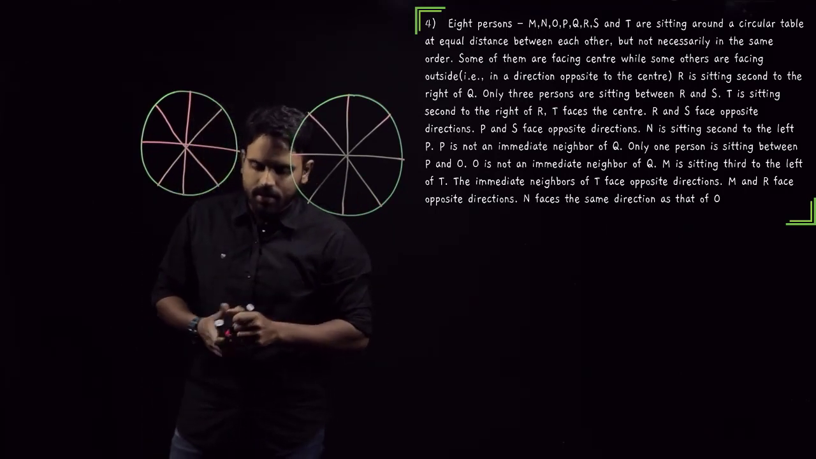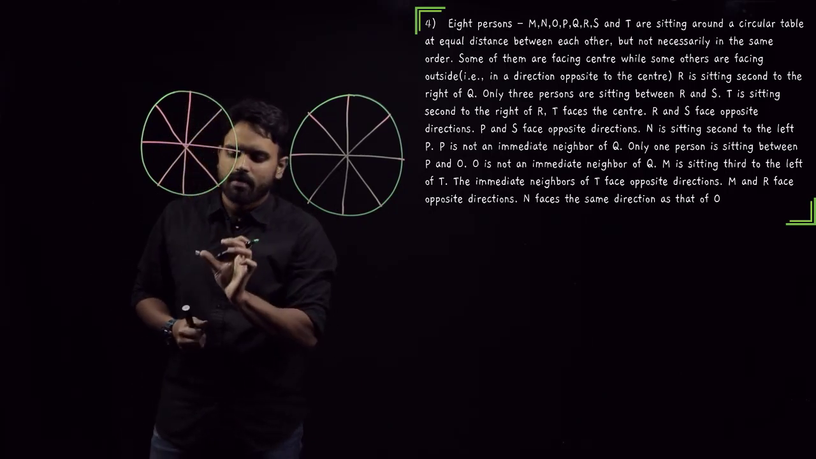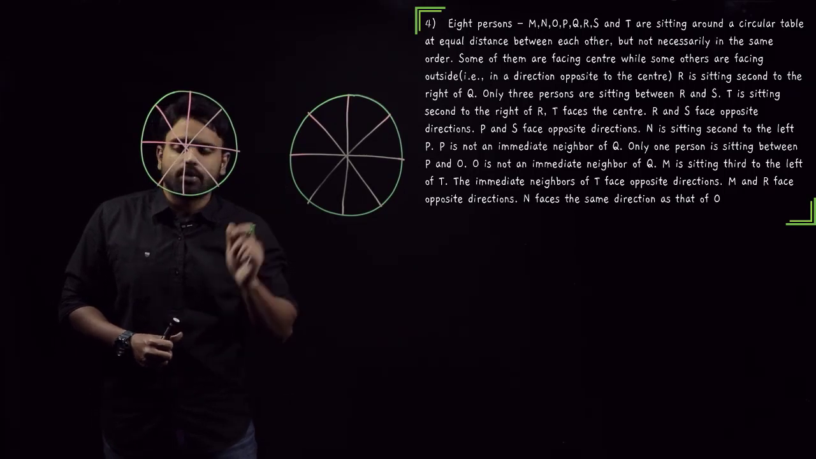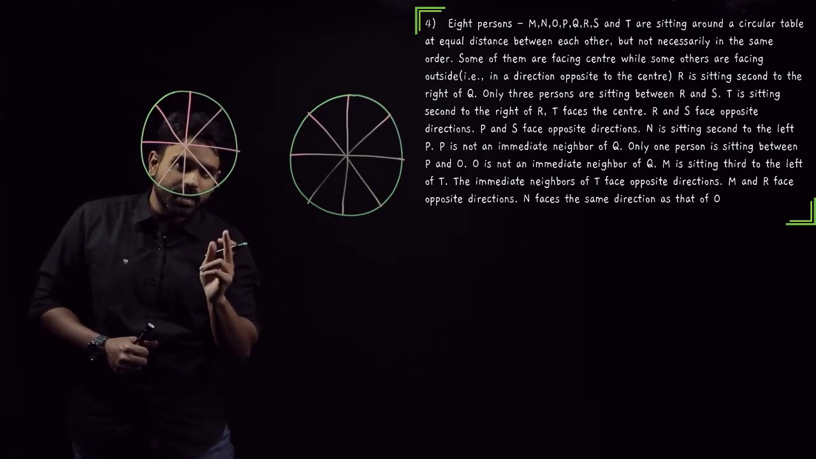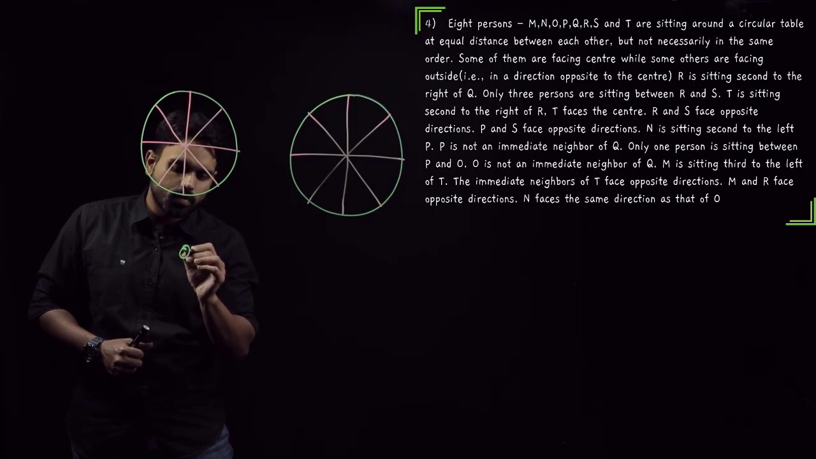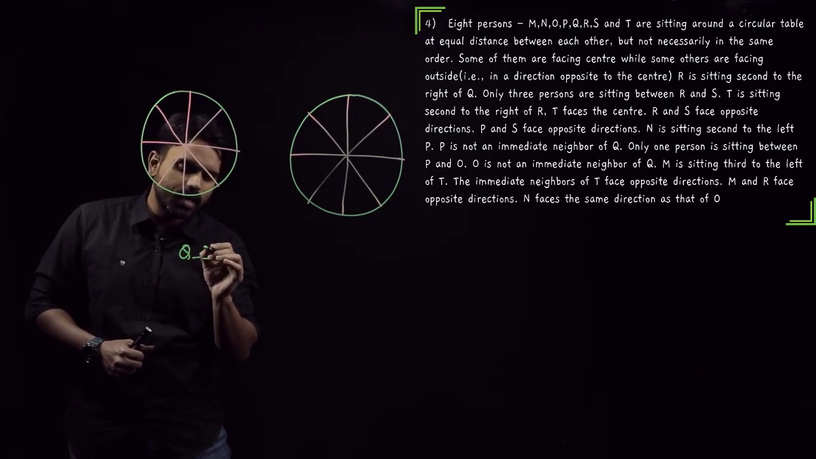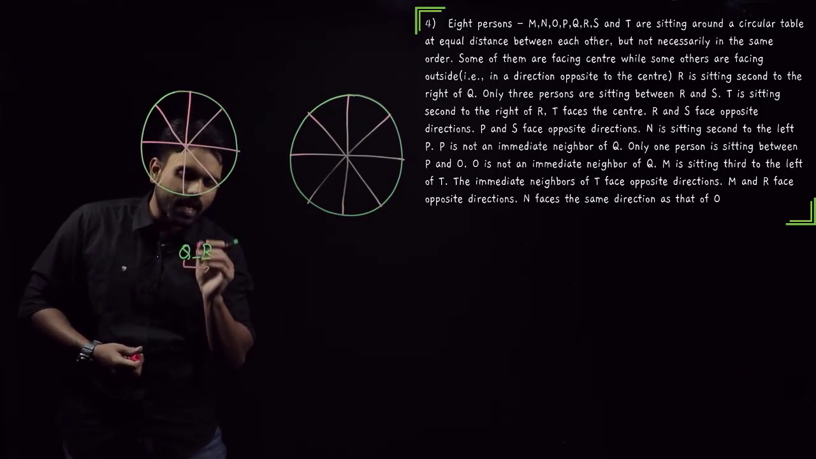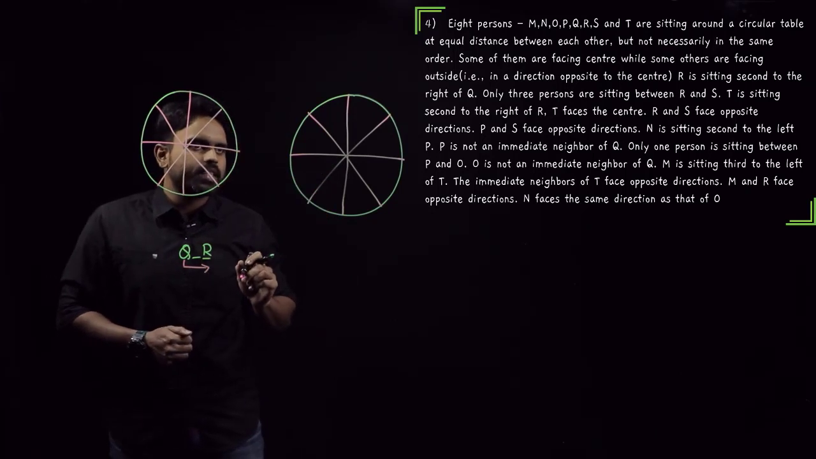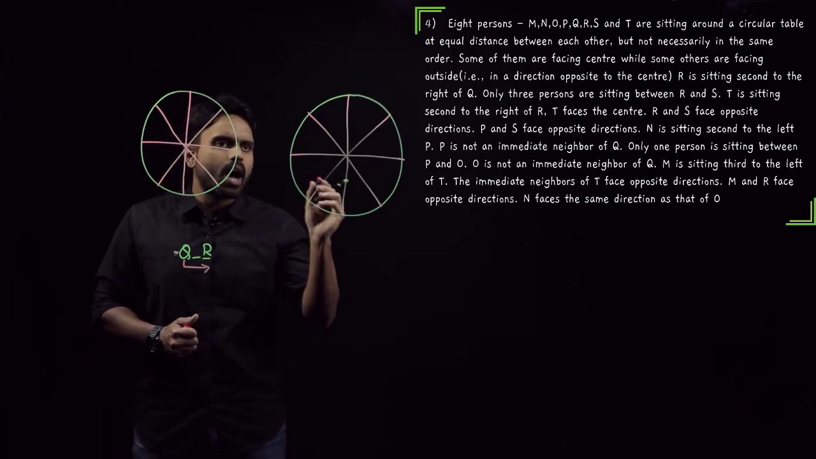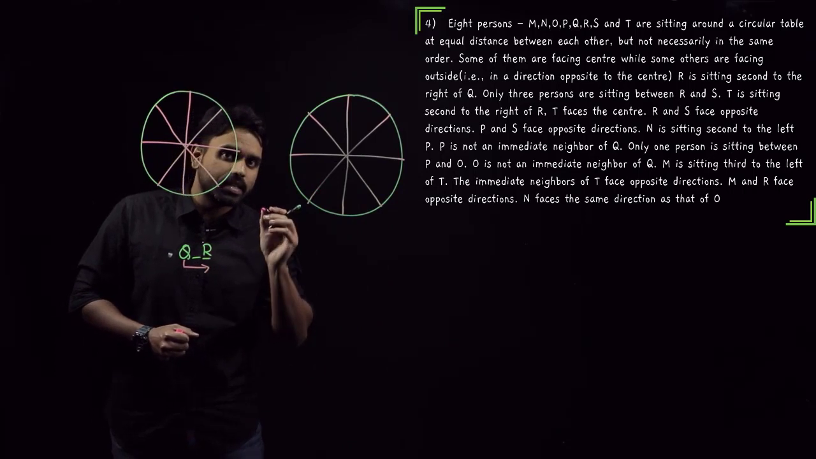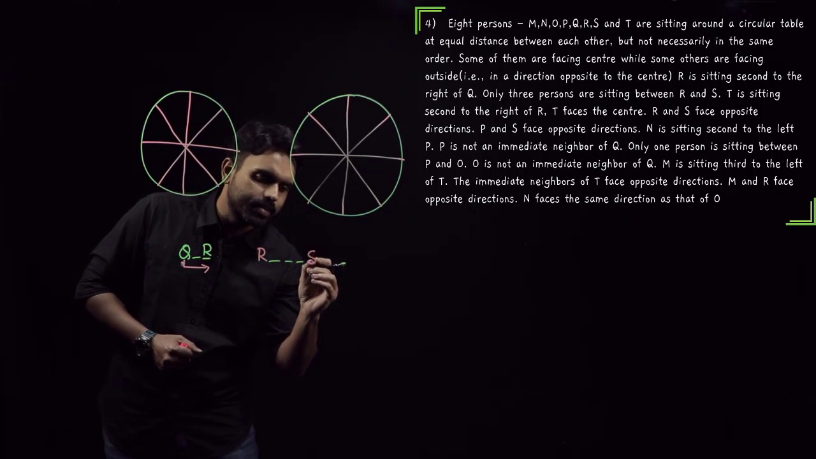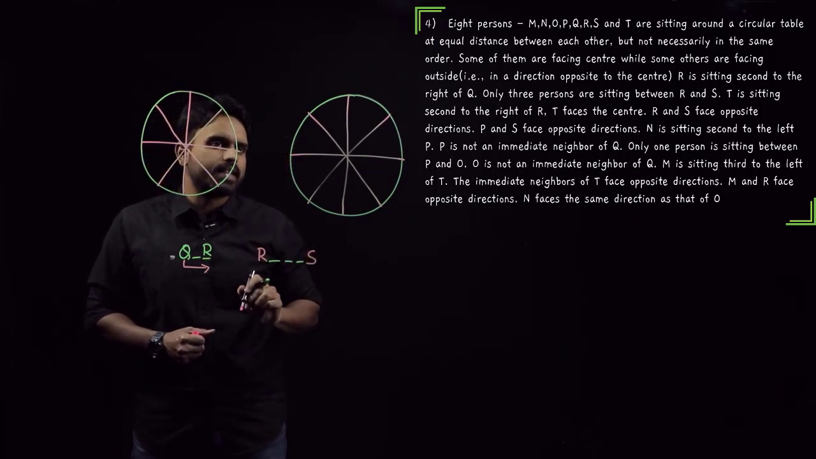Now let's move ahead with the statements that we have. We'll take down every statement that is given there. R is sitting second to the right of Q. So my Q will be here, first to the right, second to the right. R is sitting here, and with respect to whom is he sitting to the right? To Q. So I'll show this arrow mark here. Going with the next statement: only 3 persons are sitting between R and S. So I quickly draw R here, 3 persons, 1, 2, 3, and S.